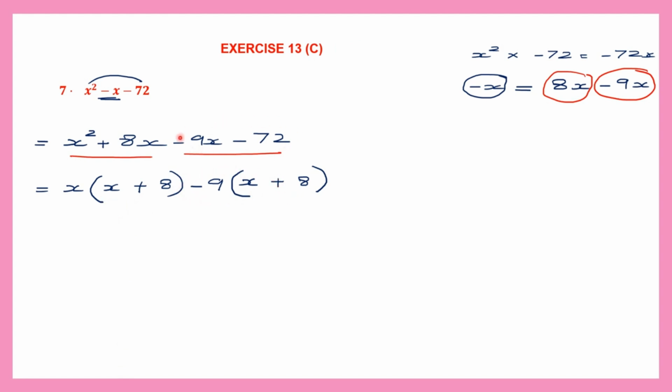Now you can check this once again. Check and see whether you're getting this. Minus 9x. Okay, minus 9x. Minus into plus is minus. 9 8s are 72. We are getting it. So now we can get our factors here.